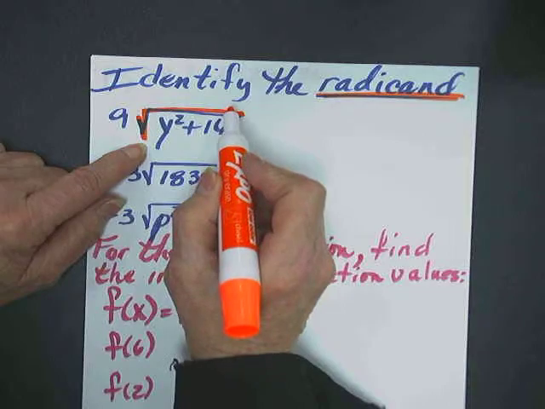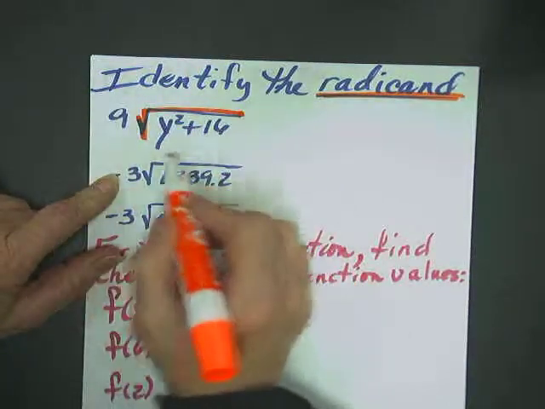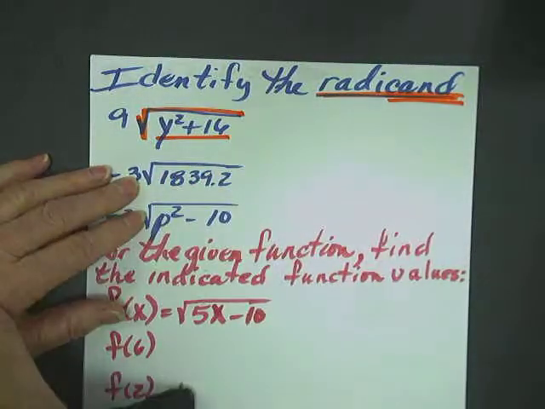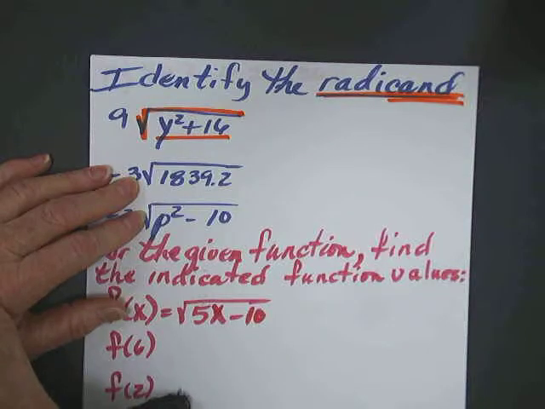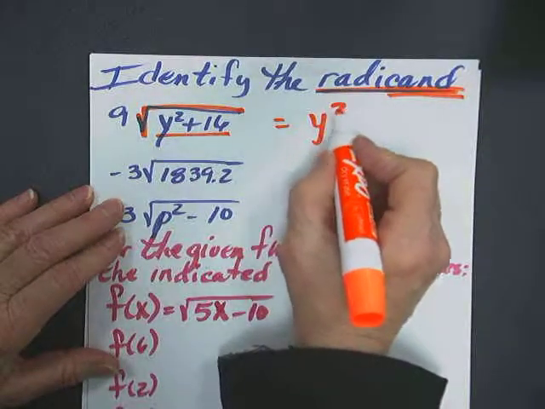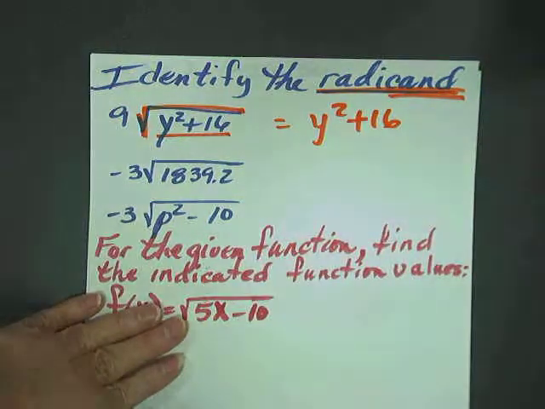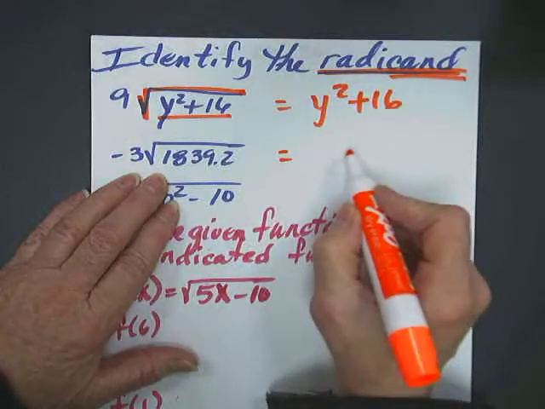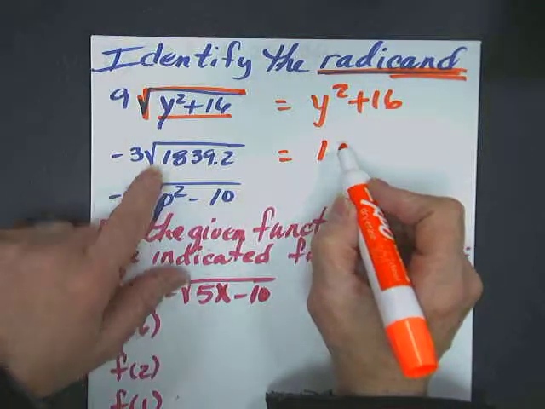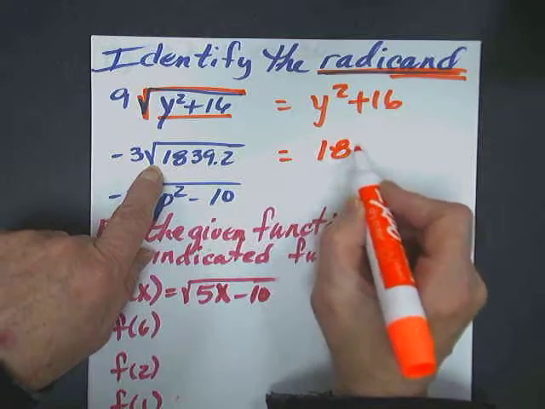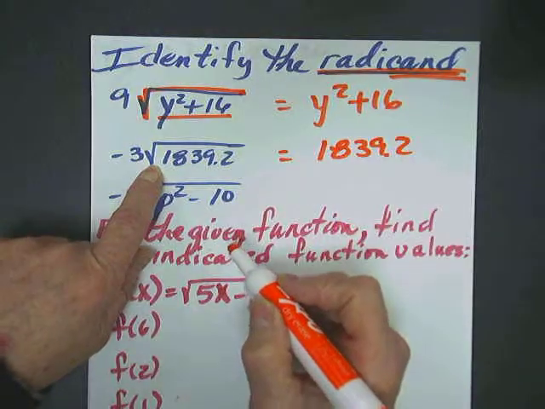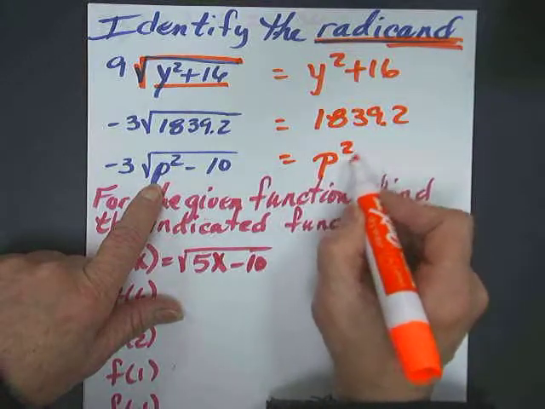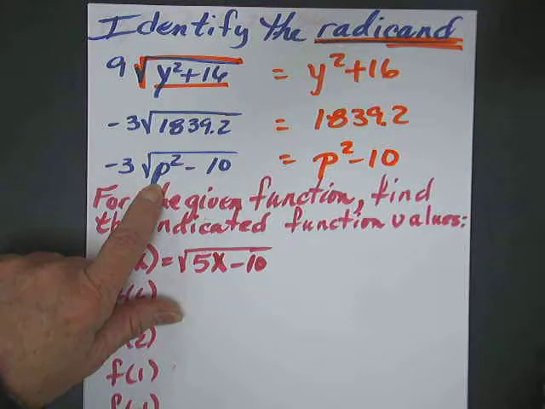Okay, a radicand. Remember I said that this is a radical, a square root is a radical. This is a radical expression. The radicand is the part that's under the radical. The radicand is only this part right here. This will be the easiest problem to do. What's the radicand of this? What's under the square root? 1839.2. Right, that's your radicand.